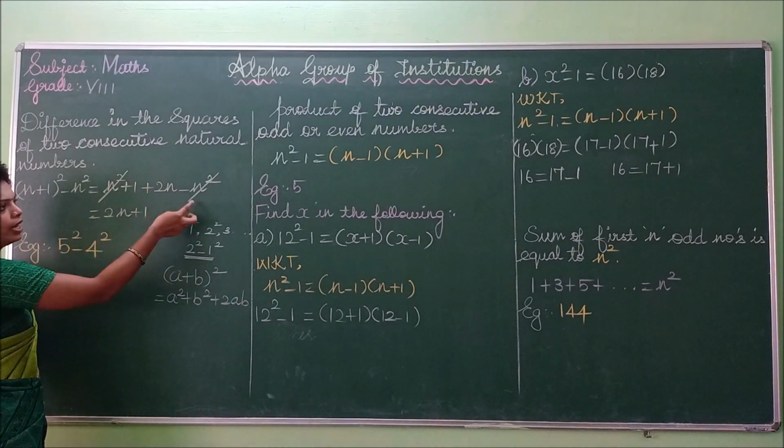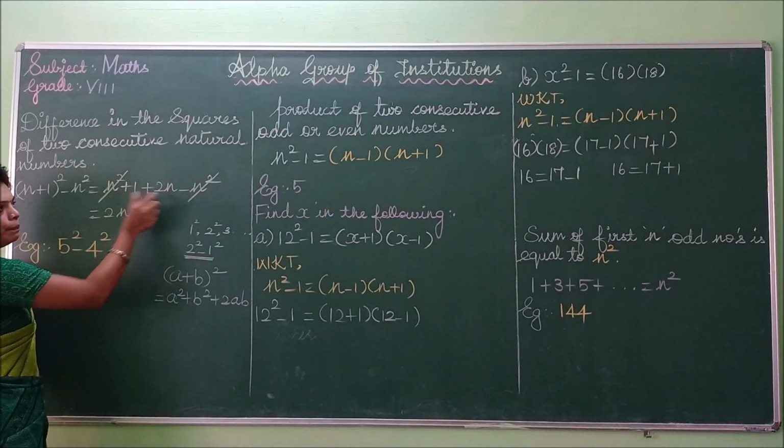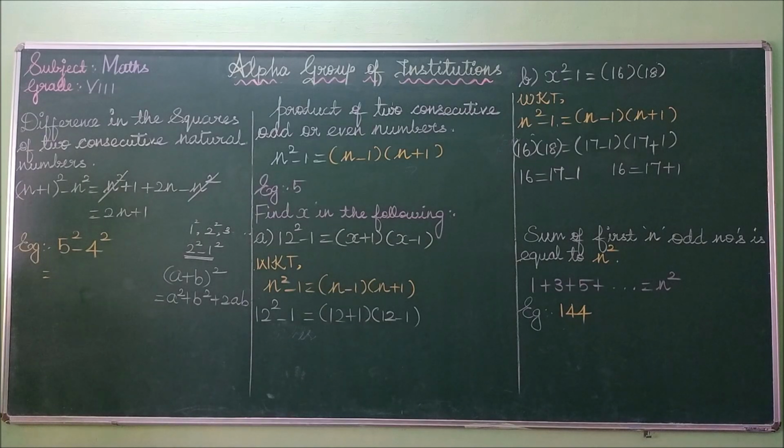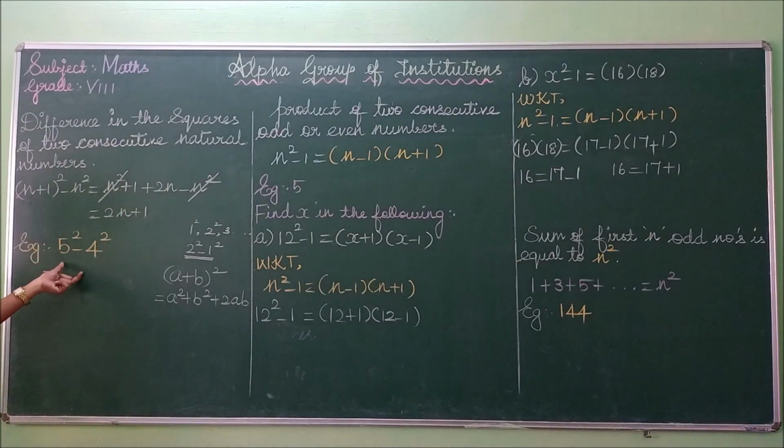So positive n square and negative n square will get cancelled. What are the remaining terms? 1 plus 2n. That 1 plus 2n will be represented as 2n plus 1. Now check with one example. So 5 square minus 4 square. So what is the n value here? So this is the n.